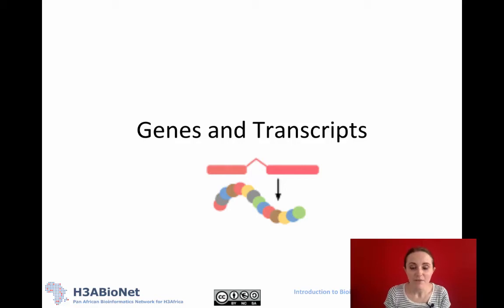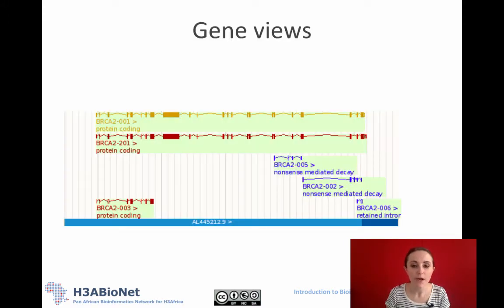Okay, I hope you did okay with the exercise. The second part of this session is looking at genes and transcripts. So this is how you'll have seen genes in the views that you were looking at in Ensembl. And there's a lot that you can tell about the gene just from this drawing.